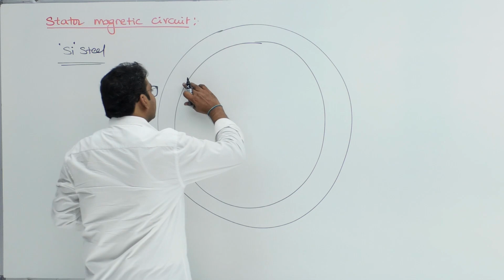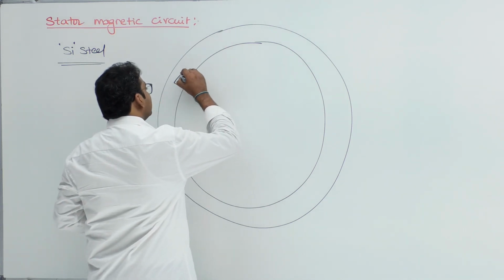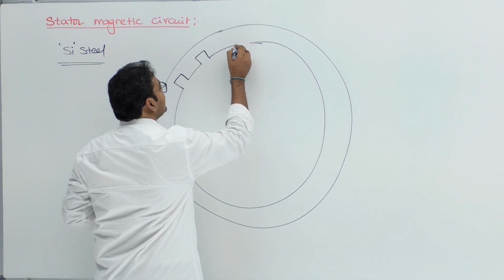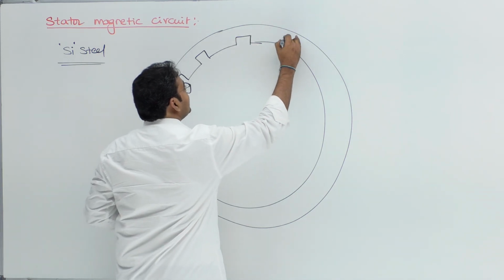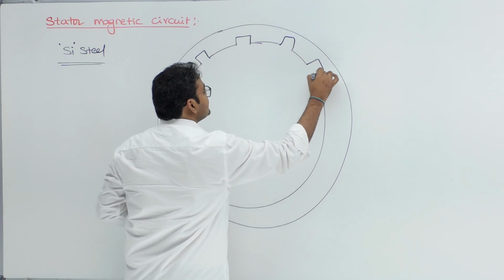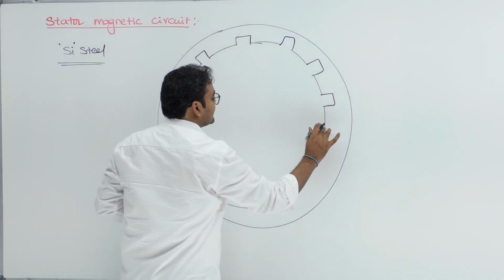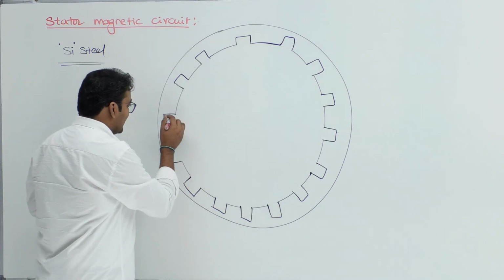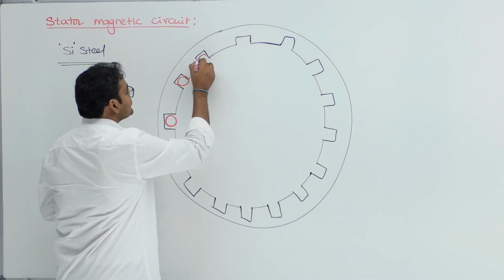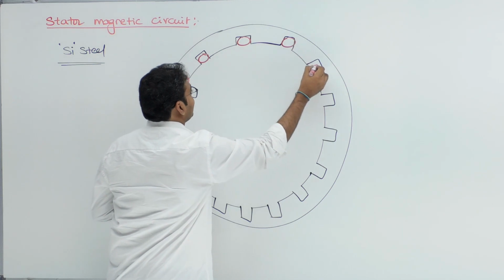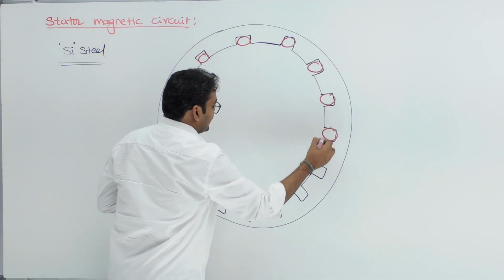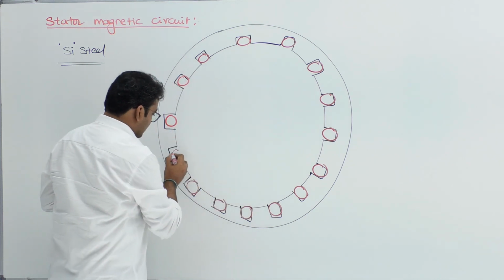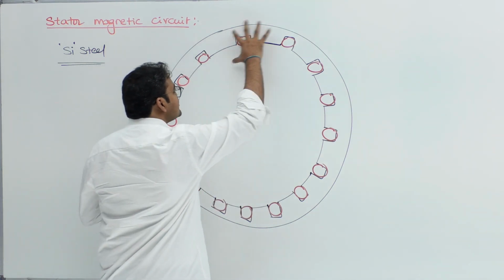Next, the inner periphery of this stator magnetic circuit will be provided with a number of slots. What is the purpose of a slot? The purpose of a slot is to place armature conductors. So these slots are generally used to place armature conductors. Every slot will be filled with armature conductors. And this is a distributed winding.